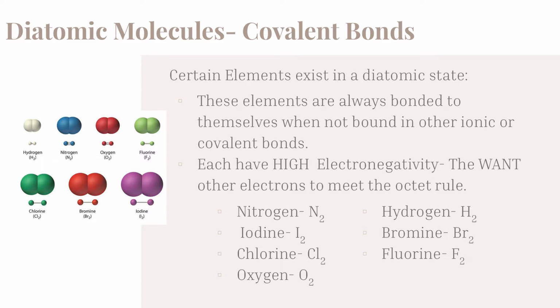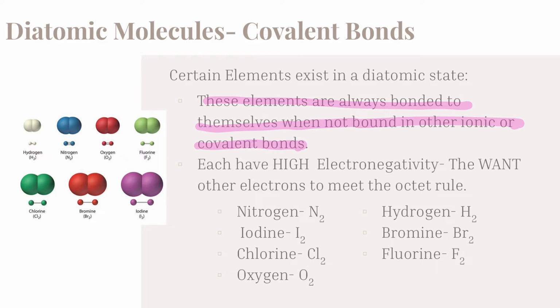Diatomic molecules, they're covalent bonds. They're a special type of molecule. So certain elements exist in a diatomic state. It means that they exist as two. These elements are always bonded to themselves when not bound in other ionic or covalent compounds.